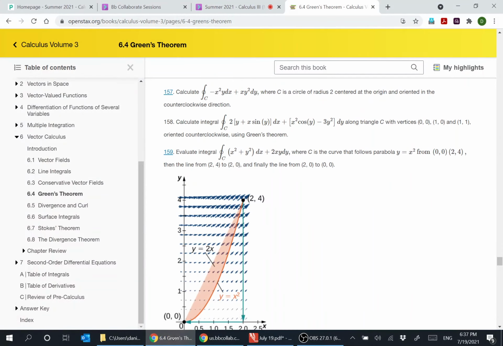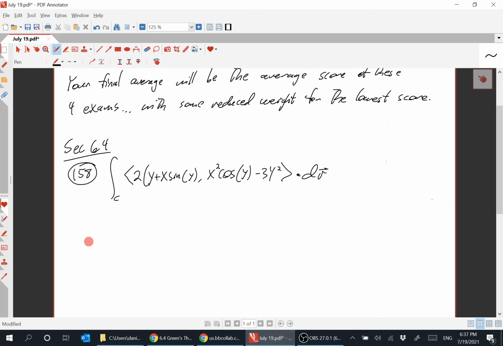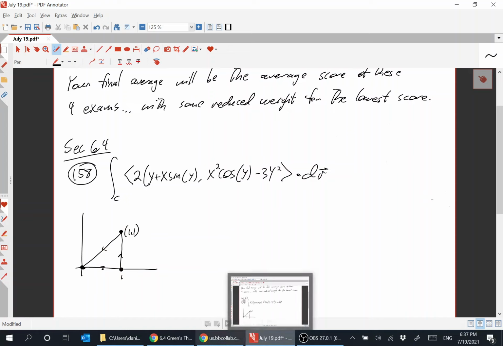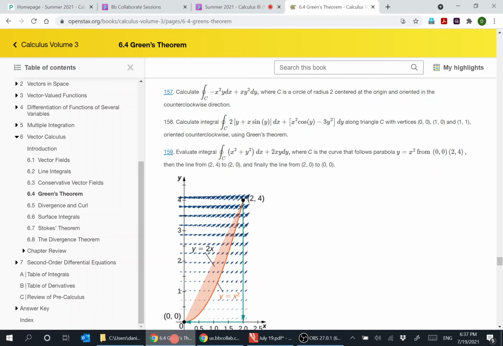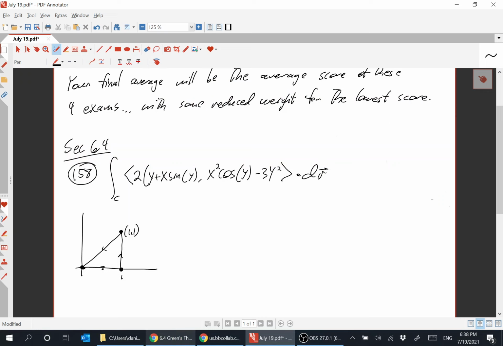Over C, where C is (0,0), (1,0), (1,1). Oh, it's not quite the same one, is it? So (0,0), (1,0), (1,1), and then back. In the counterclockwise direction, I expect. Yeah, oriented counterclockwise, using Green's theorem.